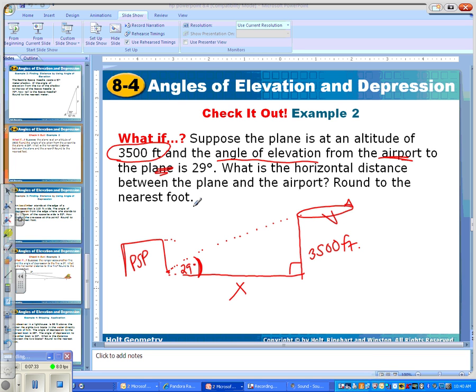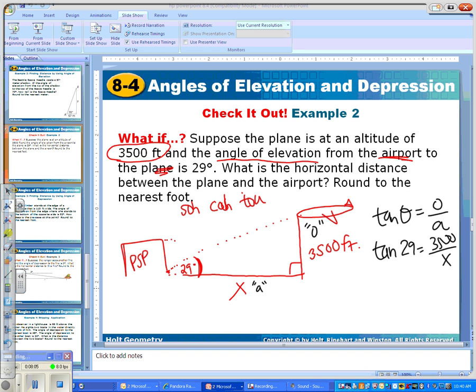So again, we have to figure out, is it sine, cosine, or tangent? Is it SOHCAHTOA? Well, with respect to the 29 degrees, the height of the airplane is the opposite side, and the distance is the adjacent side. We don't really care about the hypotenuse. So we're going to use tan again. Tan theta equals opposite over adjacent. Then we fill in our knowns and solve for our variable. This time x is on the bottom, in the denominator.